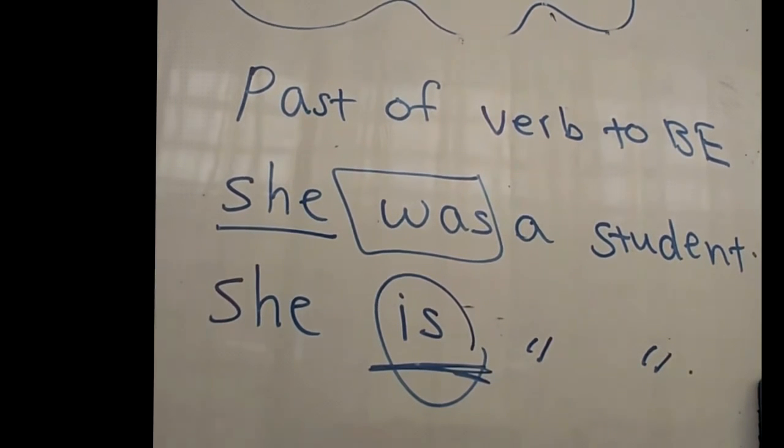All right, so basically these are the things that I want you to remember when it comes to the present and past of verb to be. All right, I hope today's lesson was clear.